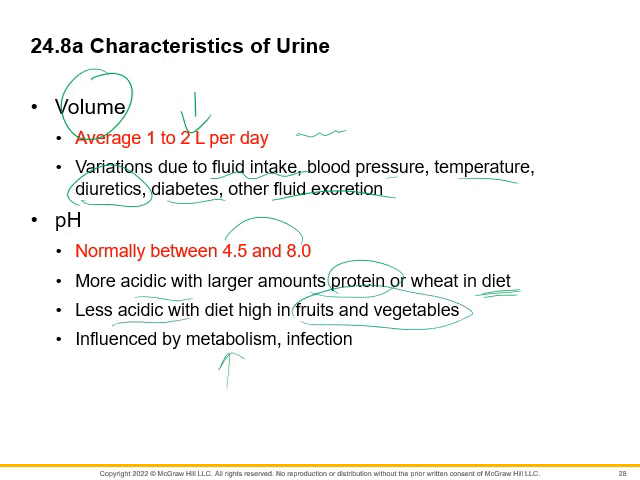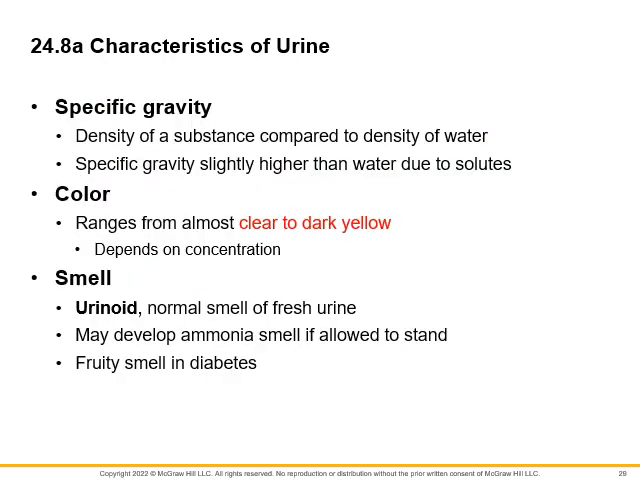Influenced by metabolism. So your T3, T4, right? Thyroid metabolism, increase, decrease urine production. And obviously, if you have an infection, that's going to get in the way of normal kidney filtration. Specific gravity, they're just talking about density. So basically saying that urine has a higher density than water. I know it's 95% water, but those 5% solutes make the density a little bit higher of urine than water.